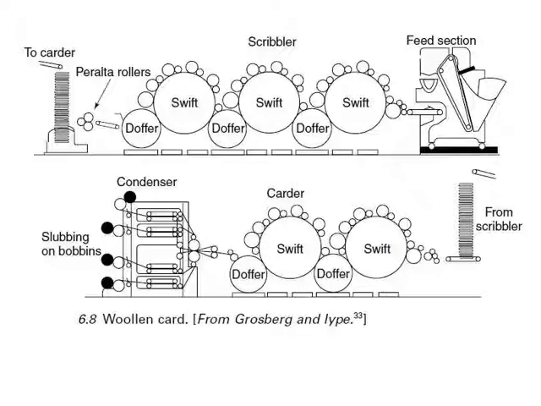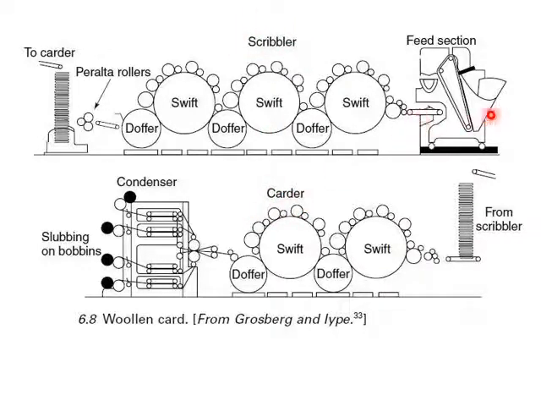So students, this is the schematic diagram of a woolen card. As you can see, the length of the woolen card is much more than the length of a worsted card. The mechanism of carding in both the woolen card and worsted card is almost the same. Here you can see the slivings on the bobbins are formed, and the process is in two steps. This is the scribbler, which is the breaker card, and the carder, which is the finisher card.